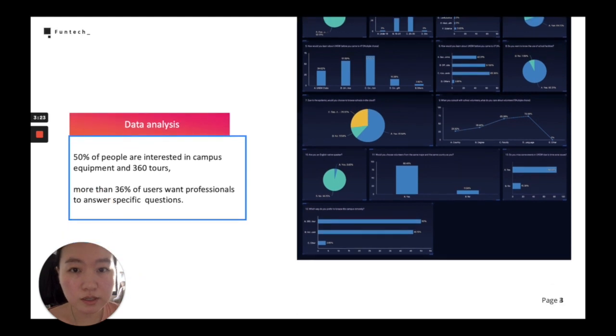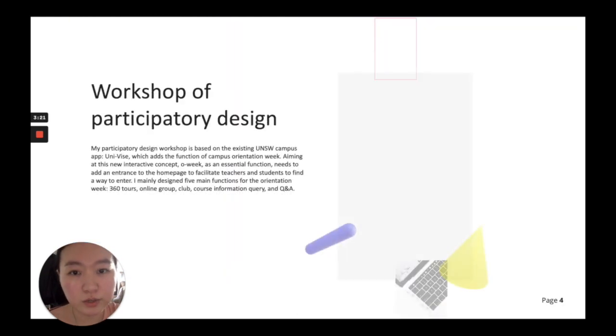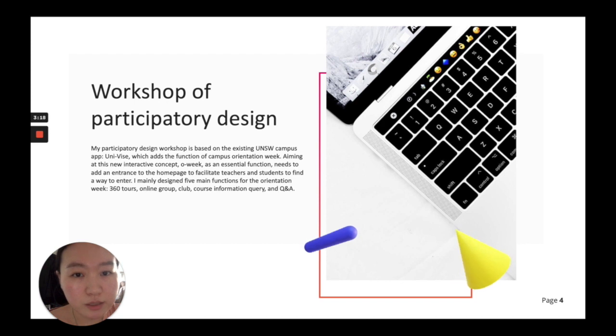So this is the workshop of the participatory design. My participatory design workshop is based on the existing UNSW campus application Universe, which adds a function of Campus Orientation Week, aiming at the new interactive concept. Orientation Week as an essential function needs to add an entrance to the homepage to facilitate teachers and students to find a way to enter.